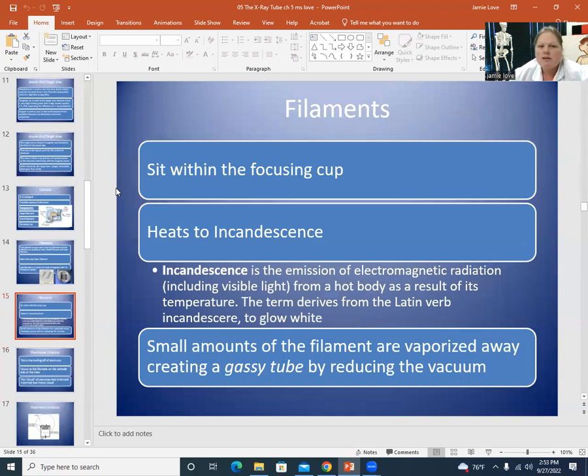So the filaments sit in the focusing cup. The filament is heated up to this fancy term called incandescence. That means we are getting it really, really hot so it glows white. Just like when something heats up in a fire and it starts to glow. When that happens, small parts of that filament are being burned off. We call that vaporizing away, creating a gassy tube, and therefore eventually could mess up the vacuum of our tube and our tube could go bad. That's how I got mine. It turned it into a bad X-ray tube.